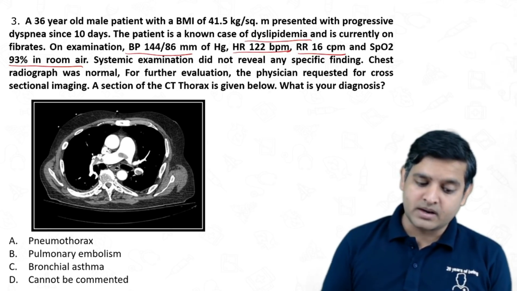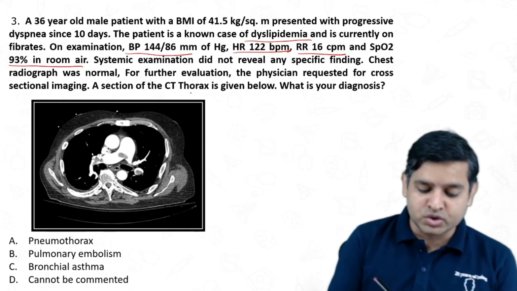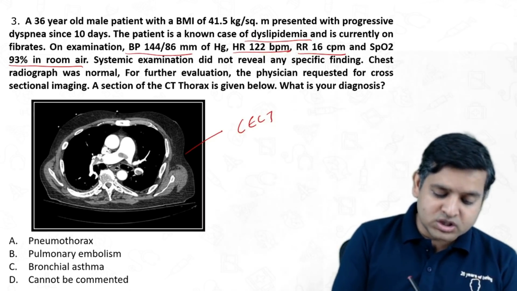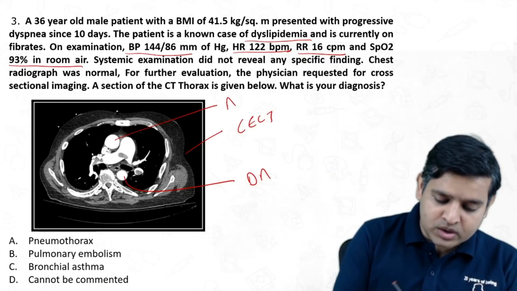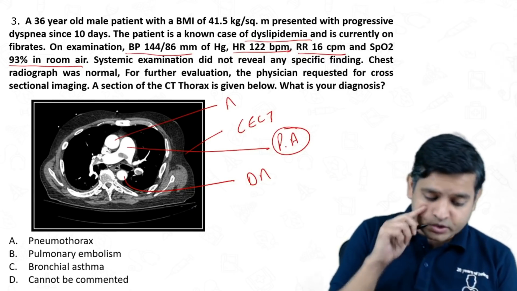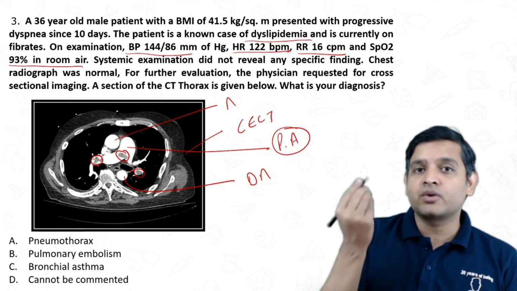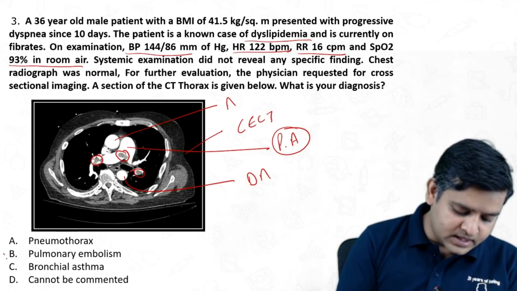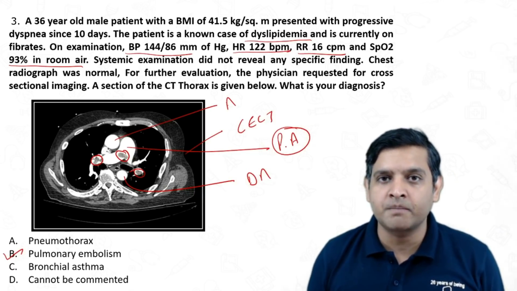Chest radiograph was normal. Further evaluation, a cross-sectional imaging is done. What is the diagnosis? Now, what do you see? You are seeing a contrast enhanced CT scan in mediastinal window. You could see the opacification of all the vessels. You know this is descending aorta, this is ascending aorta, and this is pulmonary artery. This is pulmonary artery, and what do you see? You see the filling defects in the pulmonary artery. And if you have filling defects in the pulmonary artery, the first diagnosis that should come to your mind always is pulmonary embolism. So this is a classical CT scan image of a pulmonary embolism.